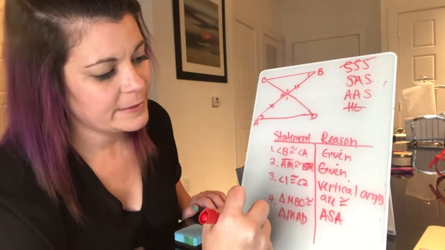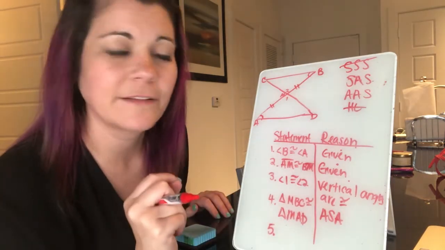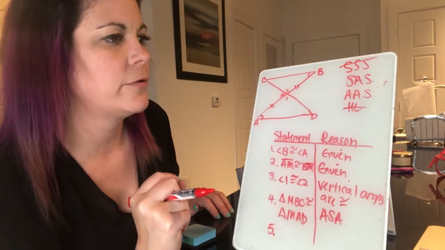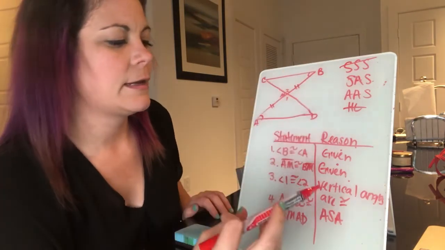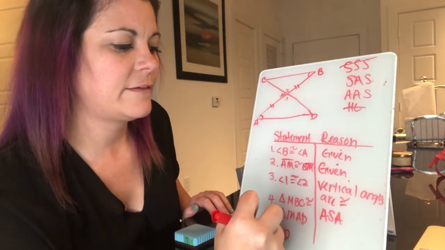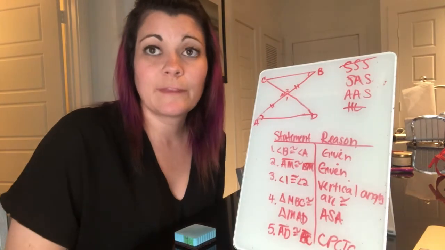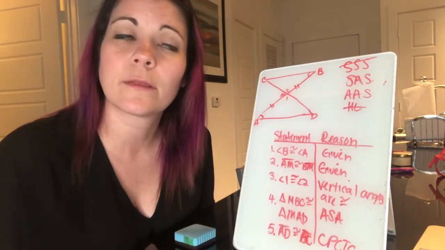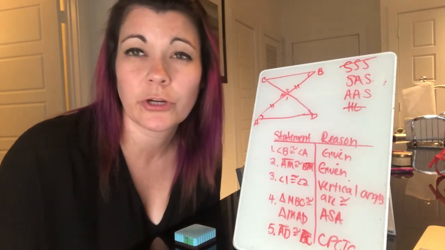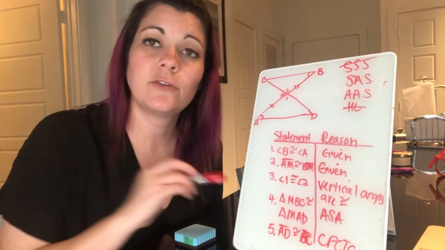And then if we're trying to prove that, oh, whoops, I forgot to tell you what we're trying to prove. We're trying to prove that AD is congruent to BC. Then once we prove that the triangles are congruent, we can use corresponding parts of congruent triangles are congruent to show AD is congruent to BC, because we've already proven that the two triangles are congruent. And that is how you do a proof.